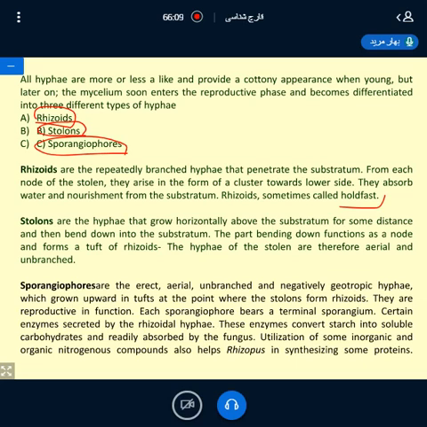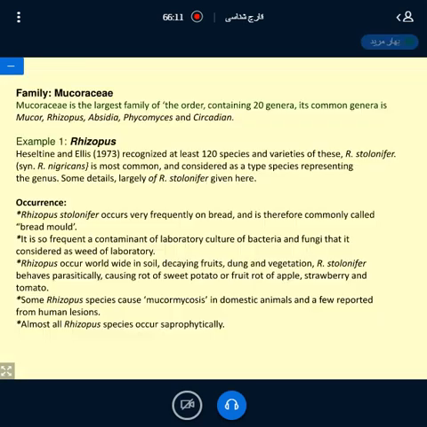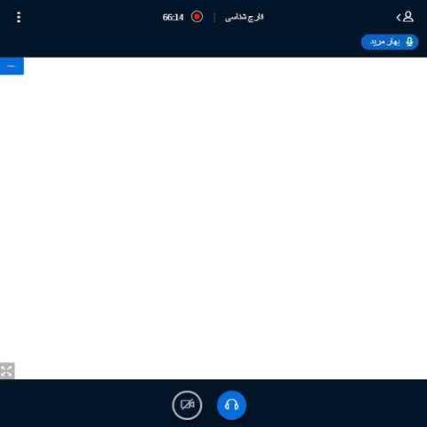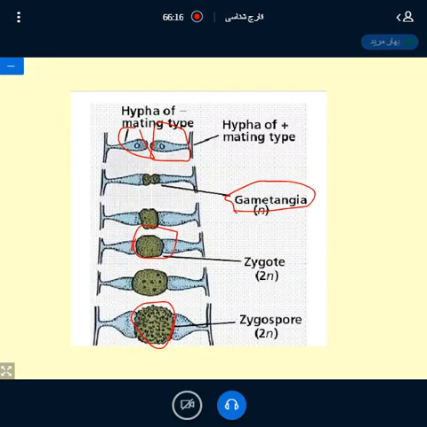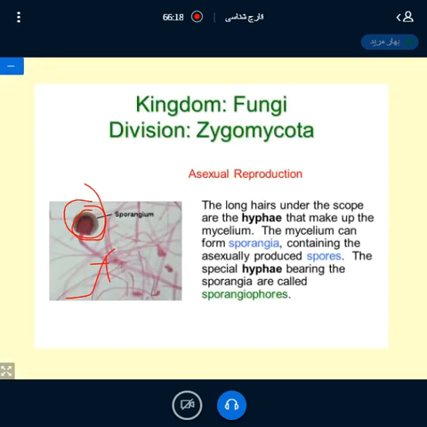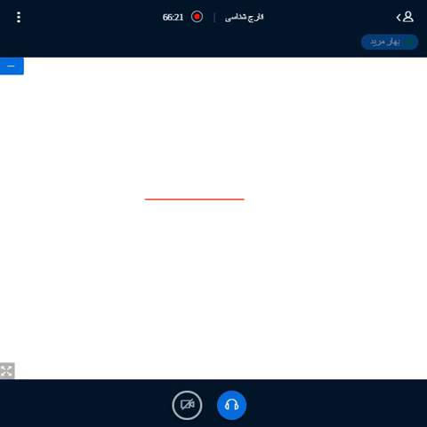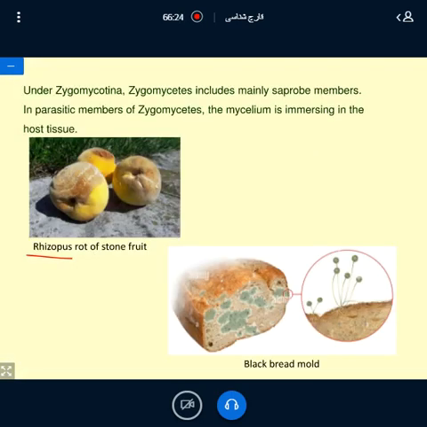In slide 2, black bread mold. This is Rhizopus on sporangiophores, with black sporangia on bread.